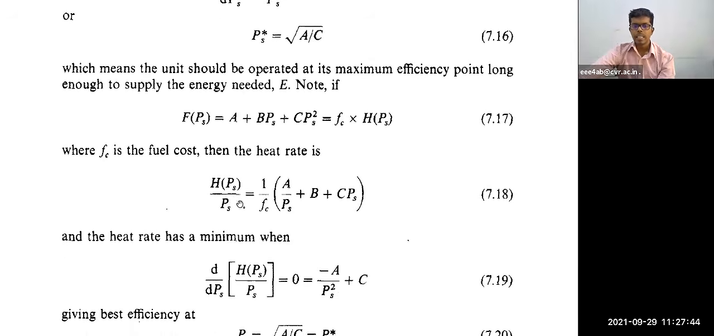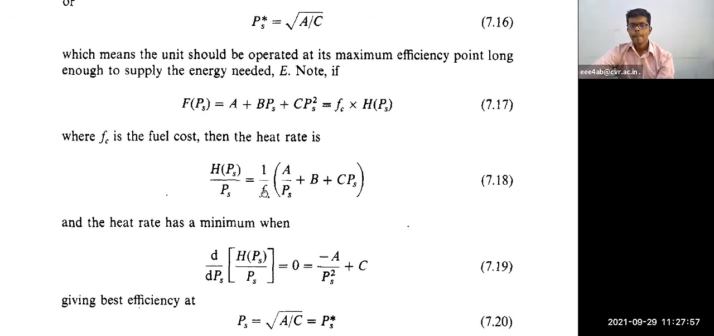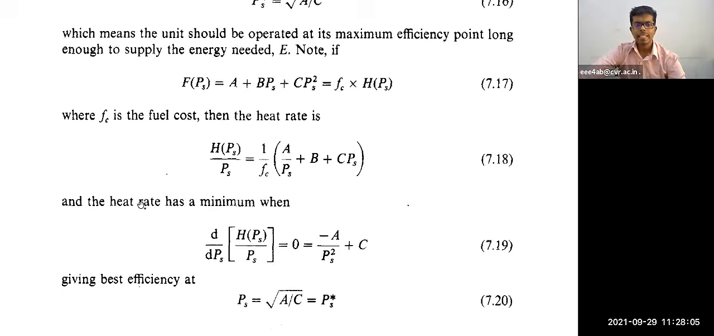With further simplification, that is Hs of Ps divided by Ps, you take Ps outside, divided by Ps. With further simplification, it will come like 1 divided by f of Fc into A divided by Ps plus B plus C into Ps. So heat rate, what is our ultimate aim? Heat rate should be minimum. Heat rate should be minimized, which means we need to differentiate this heat rate and equate it to 0.